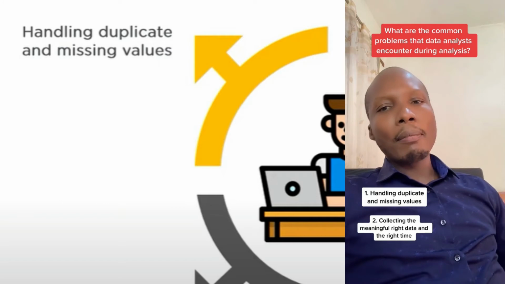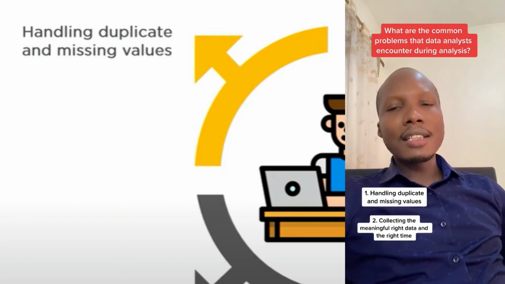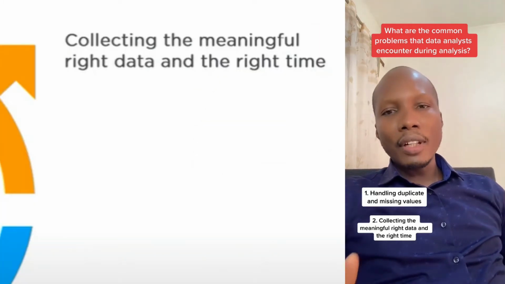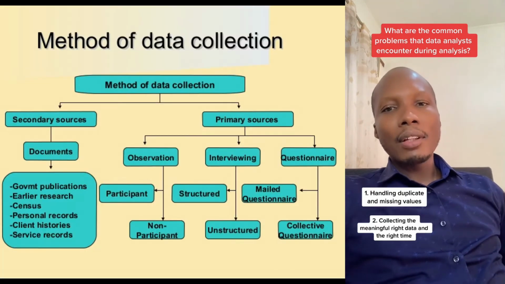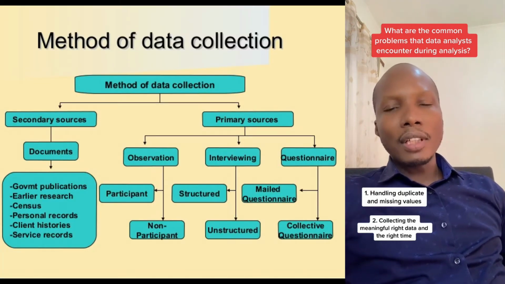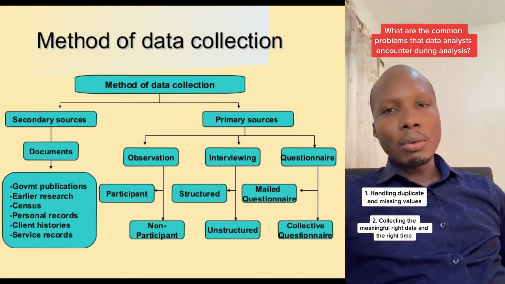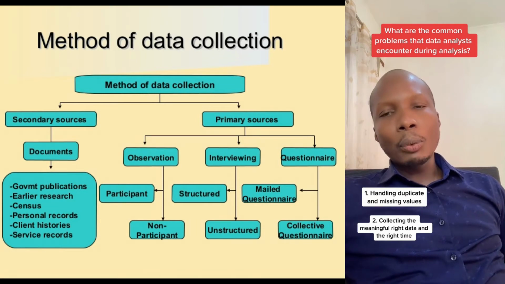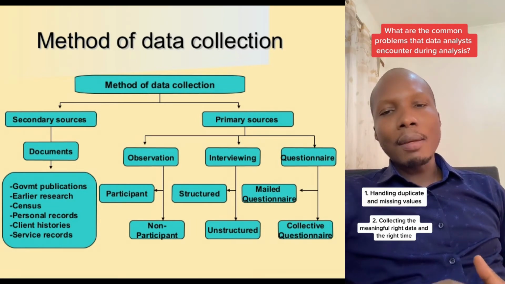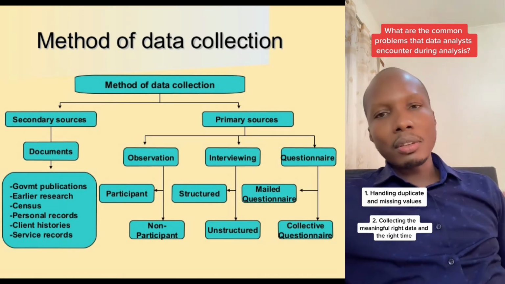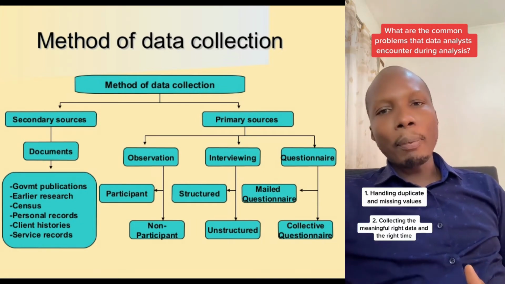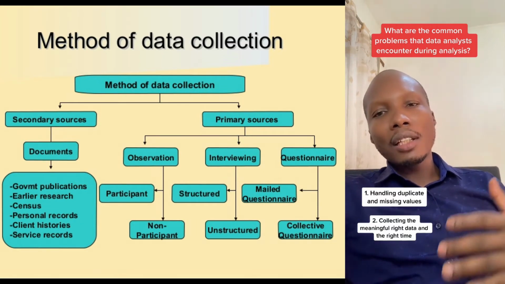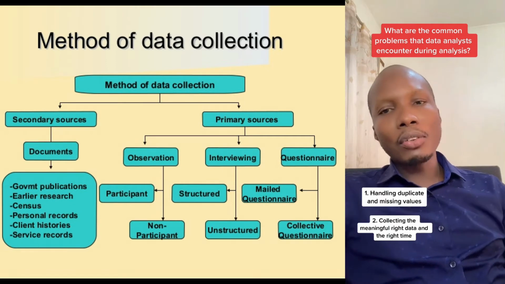The second problem data analysts face is collecting the meaningful, right data in the right time. Mostly there are dynamics of data collection, and that is what we call sampling. So the moment you have sample data, which is aimed at approximations, it means that the final report also has to have some approximation or some bit of doubt.